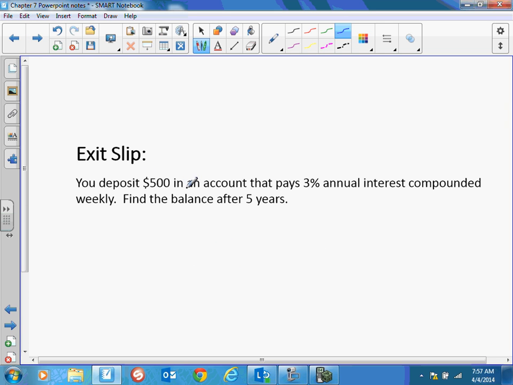Okay, so you deposit $500 in an account that pays 3% annual interest, compounded weekly. Find the balance after 5 years. Just use the same formula to solve that.